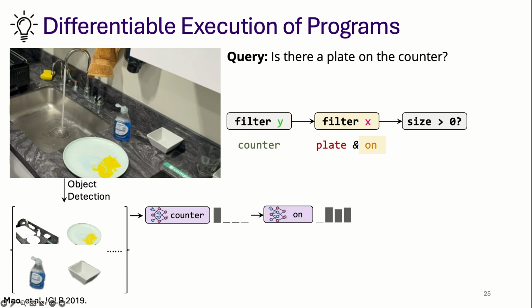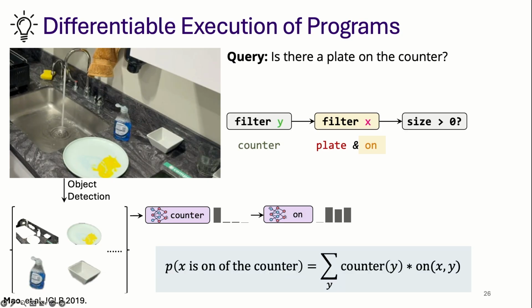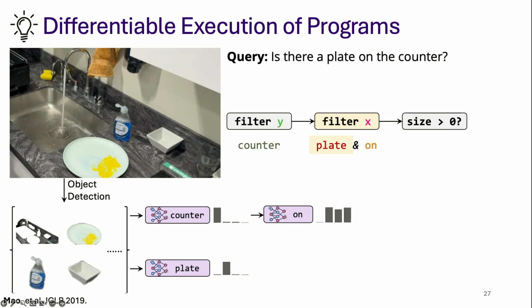You can do a similar thing for recognizing relationships between all pairs of objects, and you can compute what's the object on top of the counter by using the chain rule in probability: the probability that x is on top of the counter equals the summation over y, such that y is a counter and x is on top of y. You can do a similar thing applying the plate recognition network on all the objects, recognizing where the plates are, taking a conjunction of two sets, trying to find objects that are both on the counter and also a plate, and then return the probability that such kind of object exists or not.